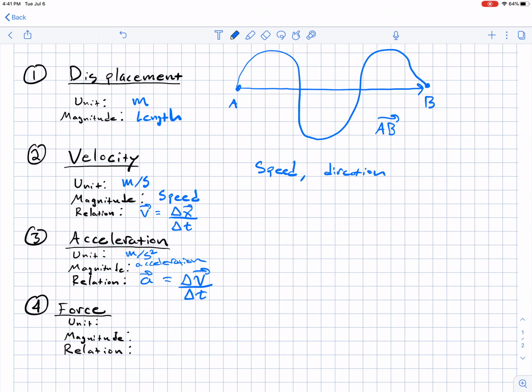Finally, the last most important vector is force. I'm going to start with how it relates. Force relates to the acceleration via one of the most important, if not the most important equation in all of physics, F equals ma. The force is equal to the mass times the acceleration. The magnitude of force, again, is just force. It doesn't have a special name, so it's just a force without the direction. And the unit of the force is the kilogram times meter per second squared, which is sometimes just relabeled the Newton.